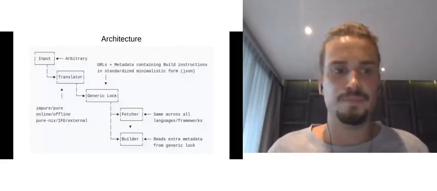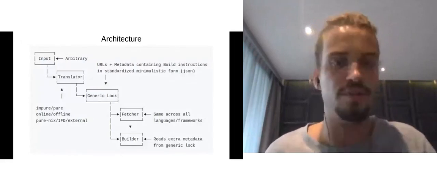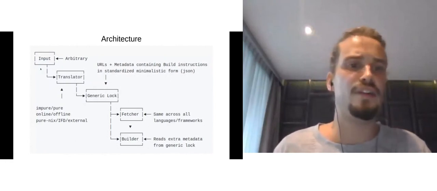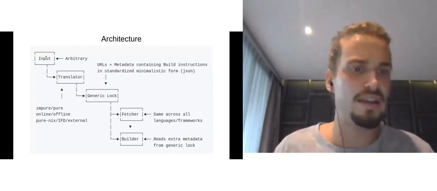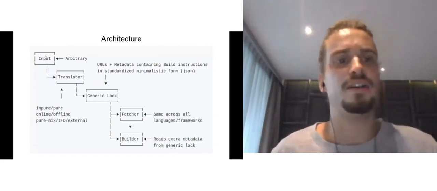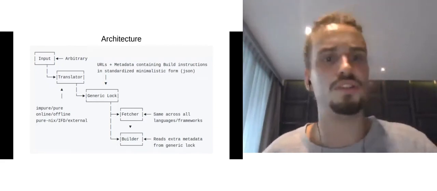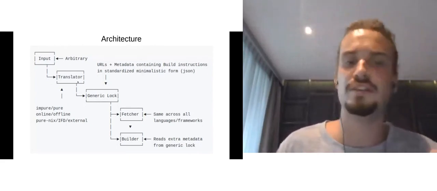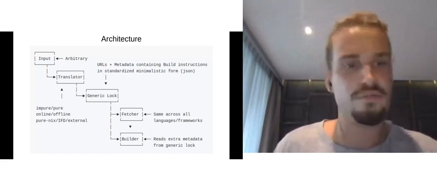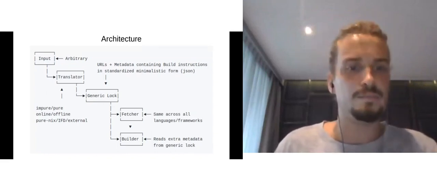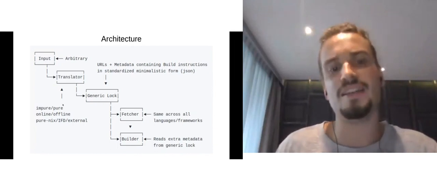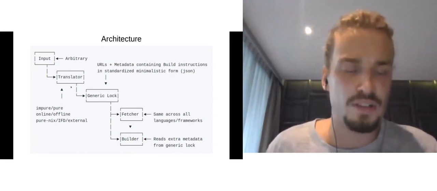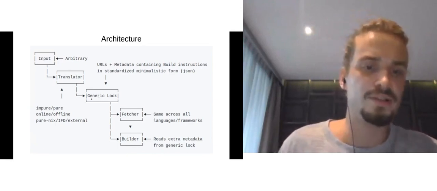Okay, the general architecture. The idea of dream2nix is that everything starts with some kind of input, or this can be really anything. In the demonstration that I showed you, it was the upstream source repository. This goes into a translator, and there will be many different translators for different build systems and different formats. And the idea is that a translator can also be implemented in many different ways. It really doesn't matter as long as it produces the same output format.